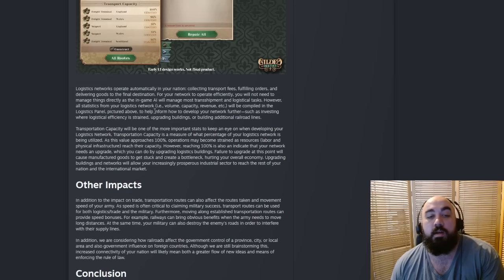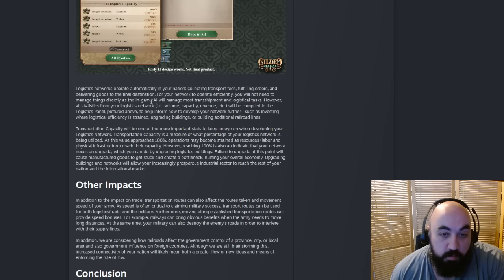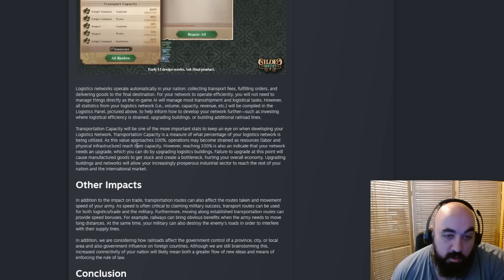Okay. Transportation capacity will be one of the most important stats to keep an eye on while developing your logistical network. Transportation capacity is the measure of what percentage of your logistics network is being utilized. As this value approaches 100%, operations may become strained as resources, labor, and physical infrastructure reach their max capacity. However, reaching 100% is also an indication that your network needs an upgrade, which you can do by upgrading your logistics buildings.